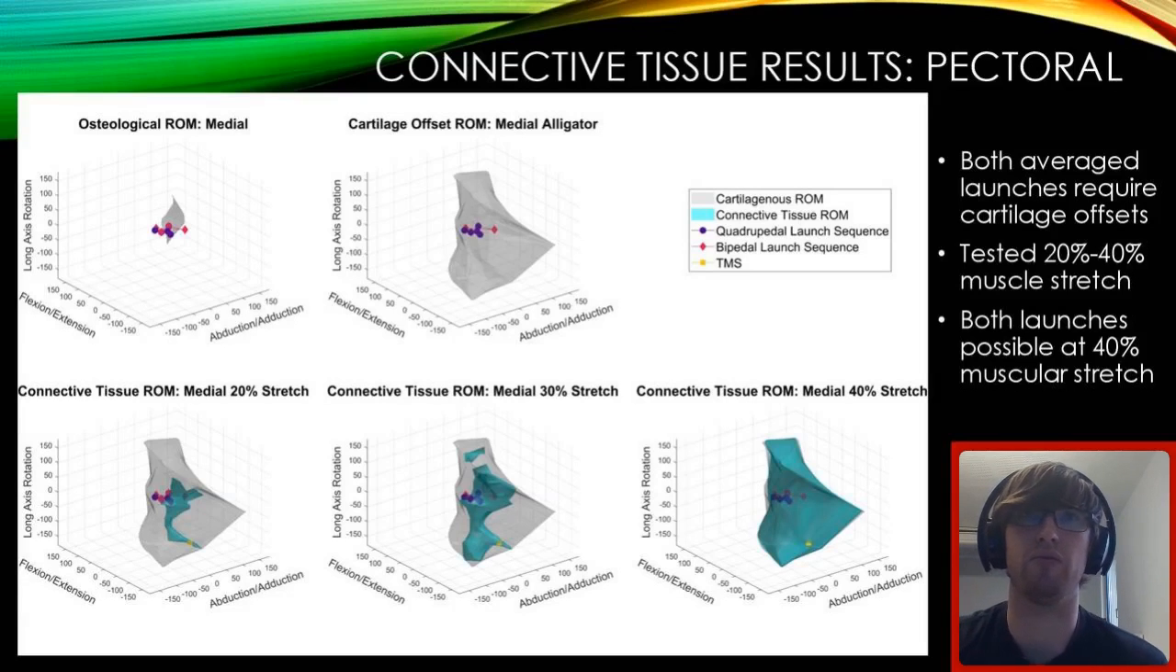So for us, we went through a variety of different sizes, and the largest one, which I've shown you in the top middle, is the alligator, where you can see they're all within the range of motion, the ROM map, yes. Whereas for the connective tissue, which we simulated using the standard muscle simulation stretch values, which range from 20 through 40%, you can see that the launches become viable once you get into the 40% medial stretch, muscular stretch, sorry. So in terms of the pectoral girdle, they can be considered viable.